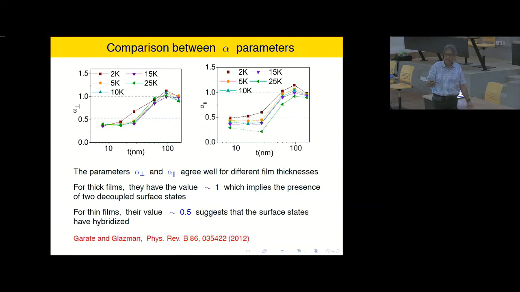So this is actually a complicated story of going from 0.5 to 1. There is this very detailed article by Garate and Glazman which actually derives the expressions for alpha for various regimes of film thickness, phase coherence length, and so on. But that's the interpretation of these values 0.5 and 1. So basically it means that for thick films we have 2 decoupled surface states, top and bottom surfaces. For thin films, these 2 are coupled to each other.